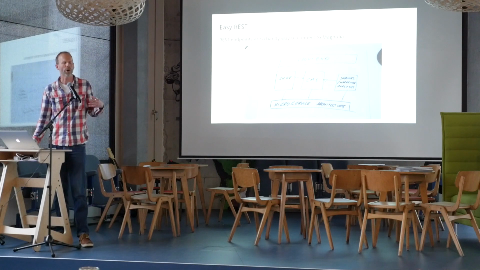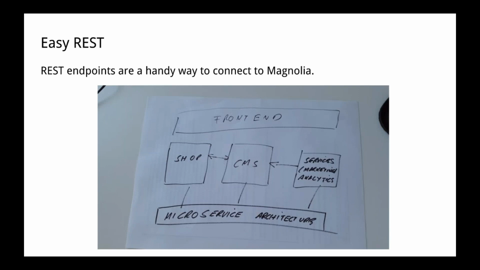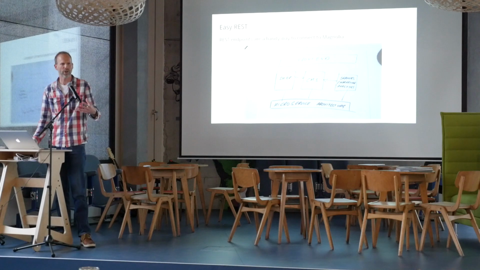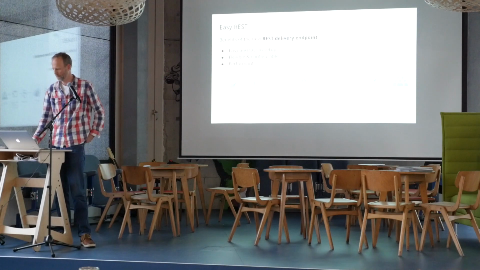And in most RFPs, we see these big diagrams that people put together of their whole infrastructure. And at some point, somewhere in there is Magnolia. And Magnolia needs to connect to the other pieces of somebody's system. And we'll come back to that later when we talk more about headless and hybrid headless.